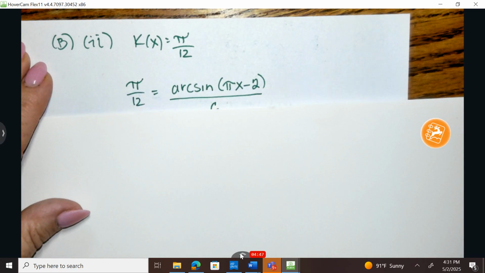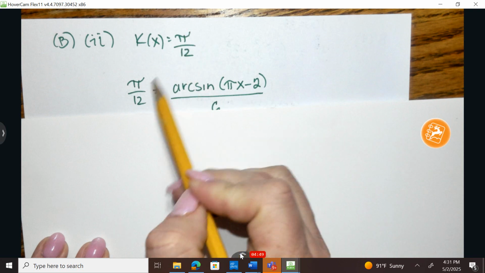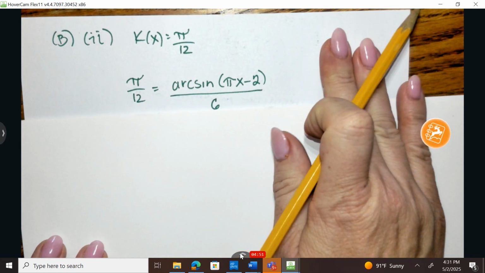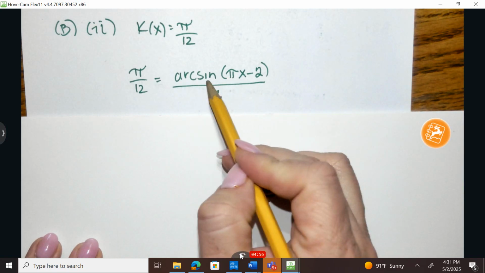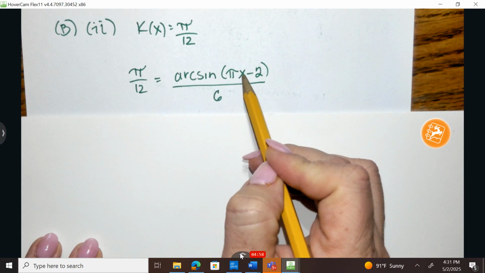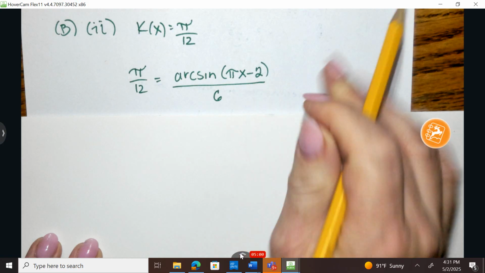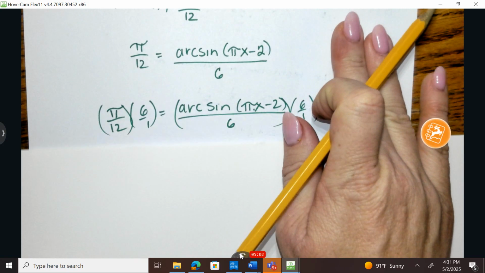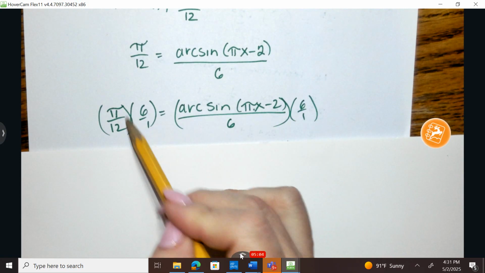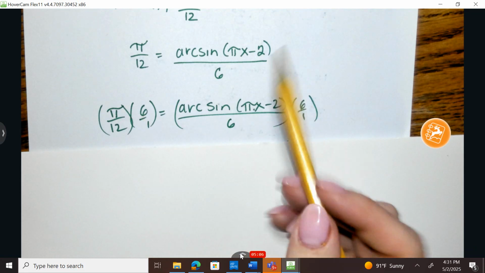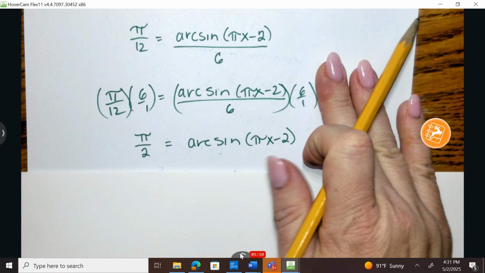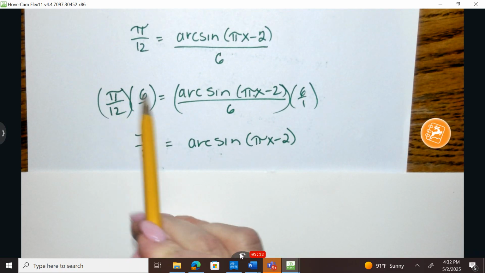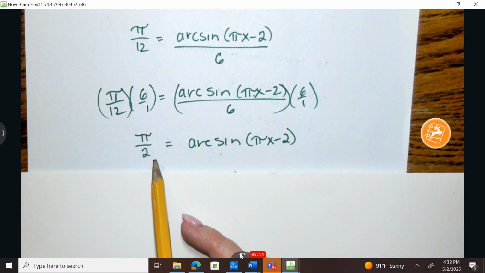So I'm going to take k of x equals pi over 12, and I'm going to set it equal to what they tell me k of x is equal to. So we have the inverse sine of the quantity pi x minus 2, all divided by 6. I'm going to start by moving that 6 to the opposite side by multiplying by the reciprocal, which is 6 over 1. I'm left with arc sine of pi x minus 2.